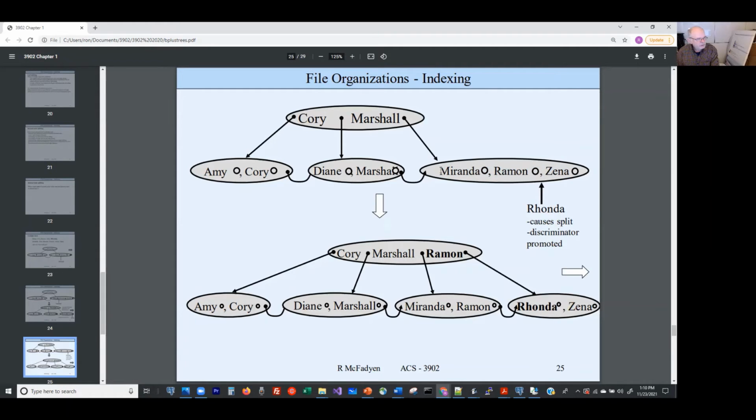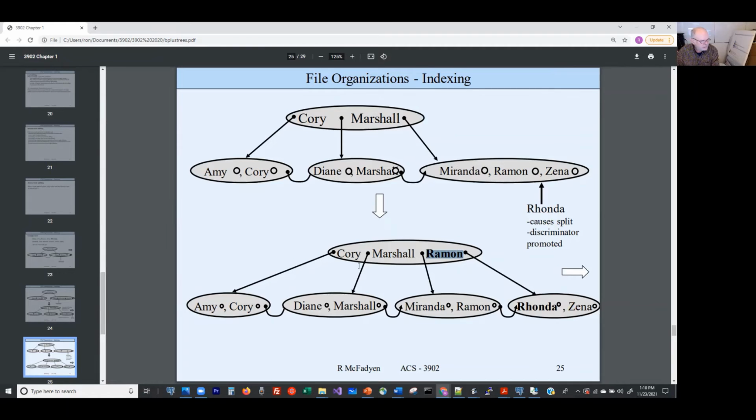The leftmost or the lesser key values are kept in this node. The higher key values, Rhonda and Zena, go into the newly allocated node. And then Raymond, along with a reference to that newly allocated node, is promoted to the parent. So logically speaking, this is what we end up with. Our leaf nodes, the rightmost one being Rhonda and Zena. And logically speaking, we need Raymond here as a discriminator between these two subtrees.